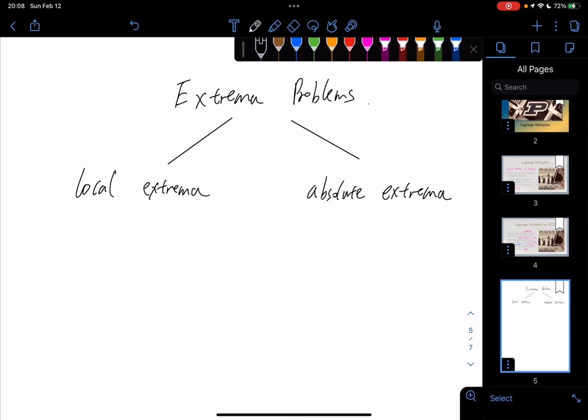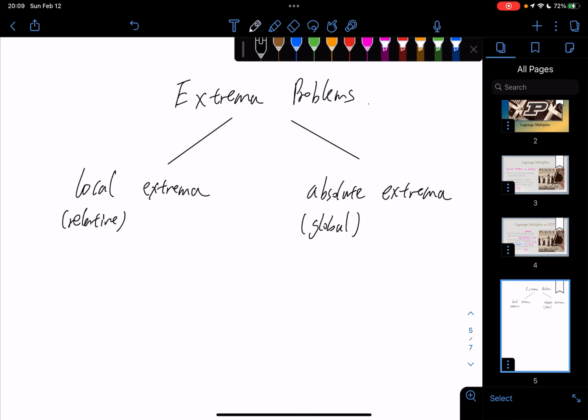Right. So, we can call them relative, or global, right? So that's 2 different types of constraints.